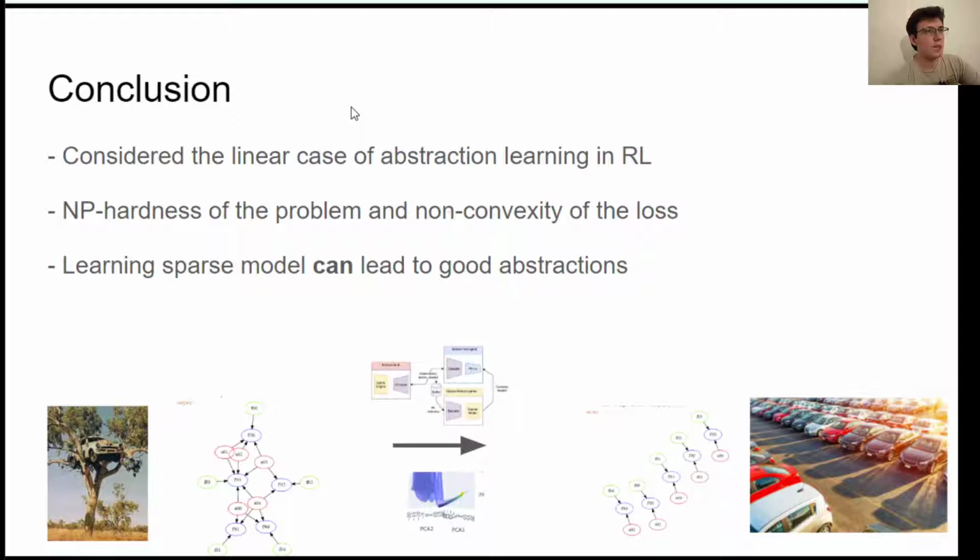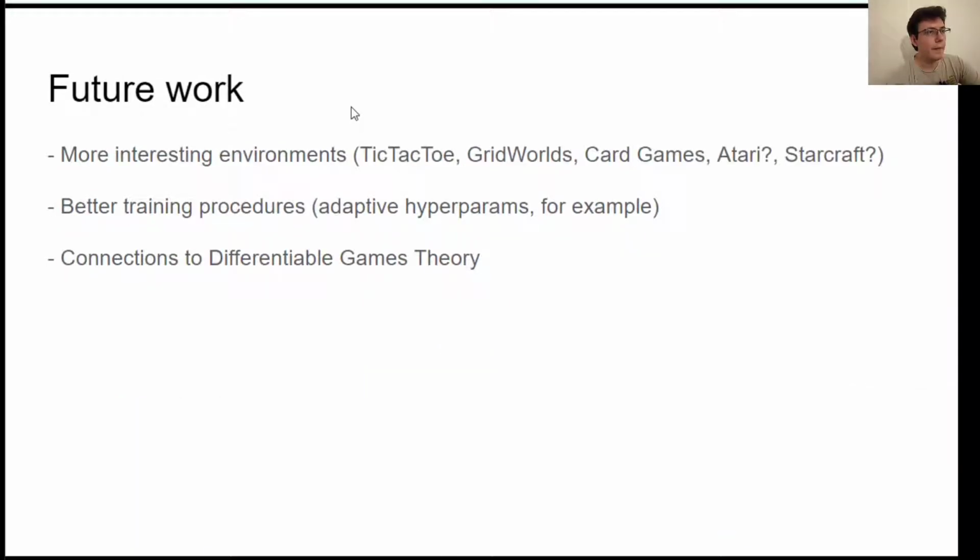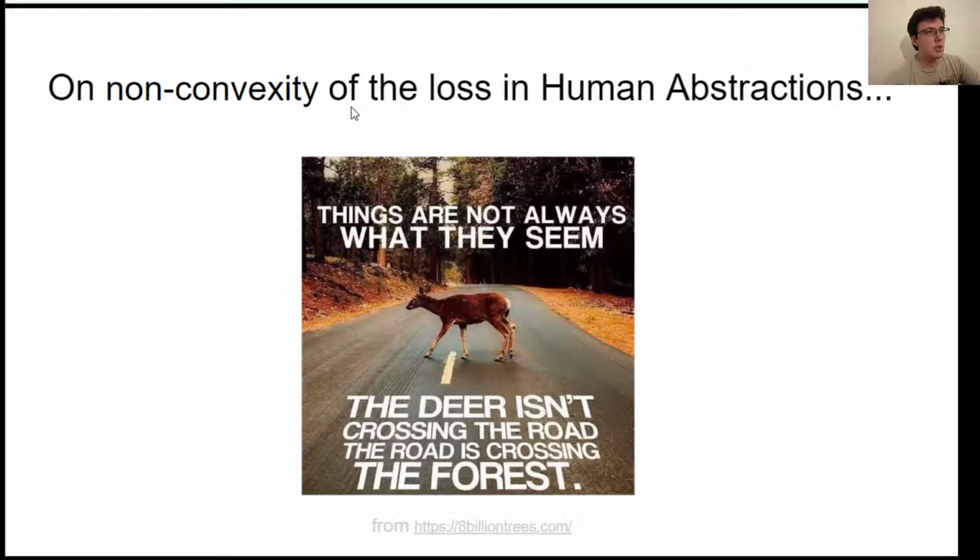This brings me to the end of my presentation. We have considered the problem of learning abstractions in DeepRL. We show that this problem is NP-hard and non-convex, even in the simple linear case, with no obvious way to improve the situation. However, we show that the success ratio is non-zero and we can in principle learn better abstractions. Next, we would like to switch to more complex environments such as grid worlds and Atari. We want to reuse the insights that we gain from our simple linear Markov case and apply them to more complex settings. This picture shows that even in human abstractions, the loss can be non-convex.